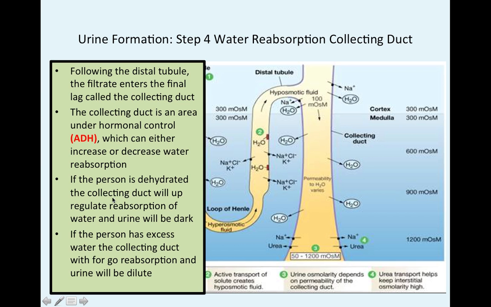If the person is dehydrated, the collecting duct will upregulate the reabsorption of water and urine will be dark. So what will happen is, if you're dehydrated, ADH will act on the walls of the collecting duct and open up a whole bunch of channels, water channels, for water to come out. Now, water can enter already through the plasma membrane, but they're also going to open up some aquaporins, or channels for water, that just kind of flood out water. So you reabsorb all of it, and then your urine becomes really, really dark because all of your water went back to your bloodstream.